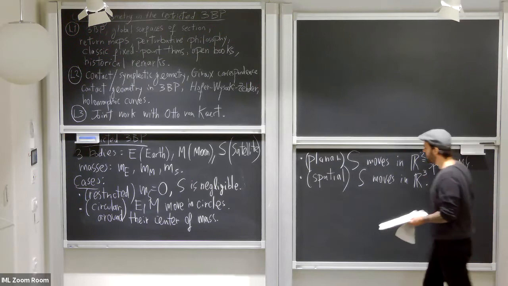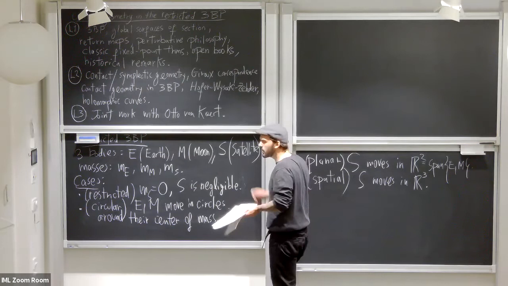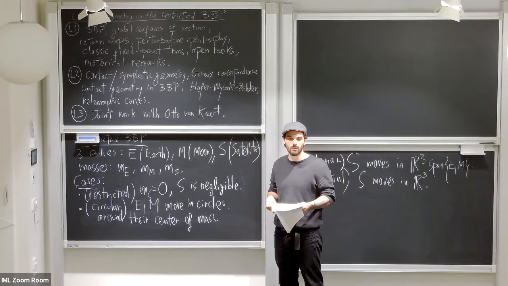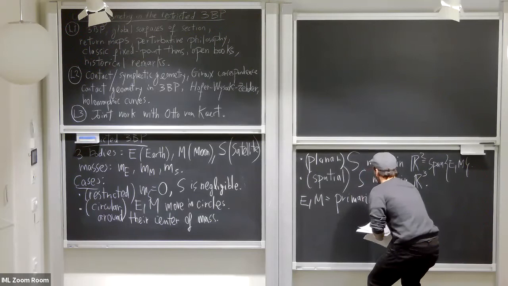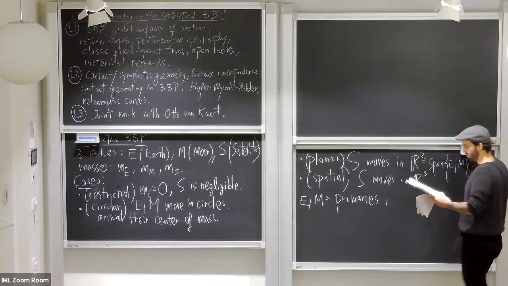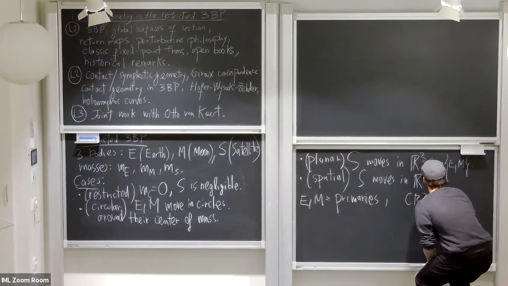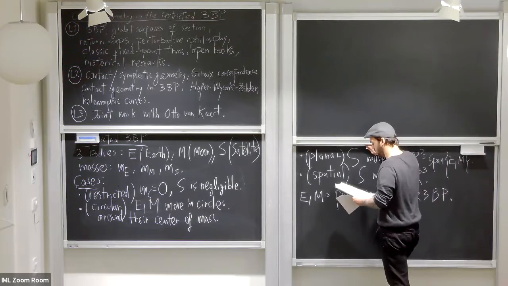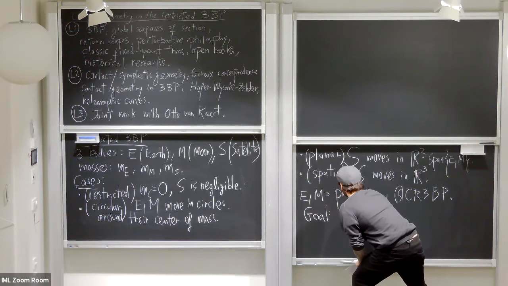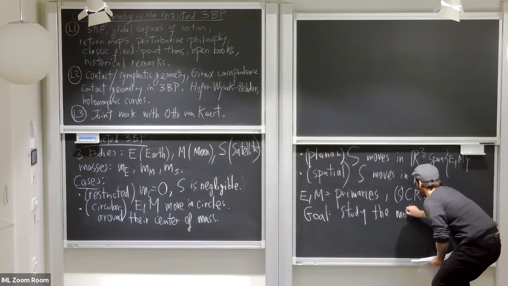So the goal of this problem is to understand the motion of the satellite under the influence of the Earth and the Moon, under their gravitational pull. Just a bit of terminology: E and M are called the primaries. Because I don't want to write down every time restricted, circular, planar, spatial, I will just say the circular restricted three-body problem, or I'll add an S or a P to mention the cases I'm talking about, the spatial case or the planar situation. So, as I said, the goal is to study the motion of S. So this is a physical problem.